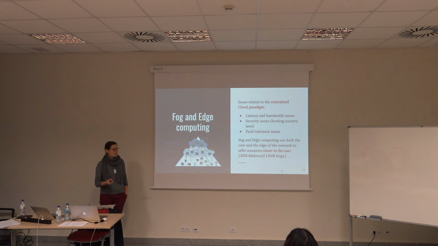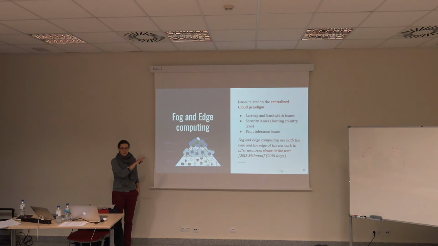And another problem is the fault tolerance. You have many single points of failure in the centralized cloud paradigm. So you can read this very often in the news that Amazon got a problem and some companies lost, I don't know, millions of euros because the services were not available for 2 days. So this is the kind of problem that is correlated to the fact that the cloud paradigm is centralized. So you have everything in the same place, potentially far away from you, and so you have latency problems, fault tolerance, and security issues.